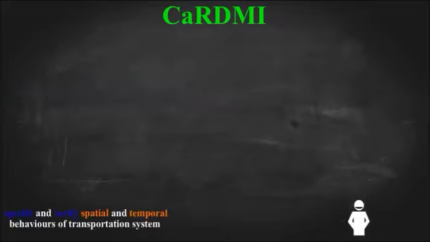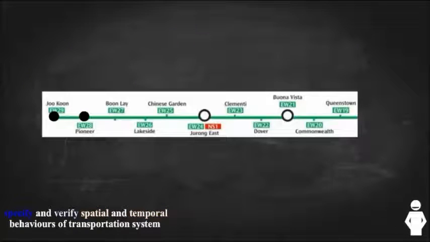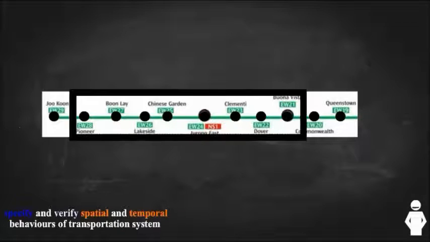So, what do they specify? CARDME specifies stations and stops using nodes. They also specify spatial and temporal constraints using boundaries. Movement of trains is indicated by lines that connect the nodes, in a sequential order.